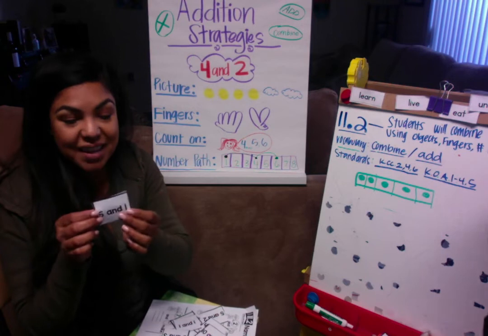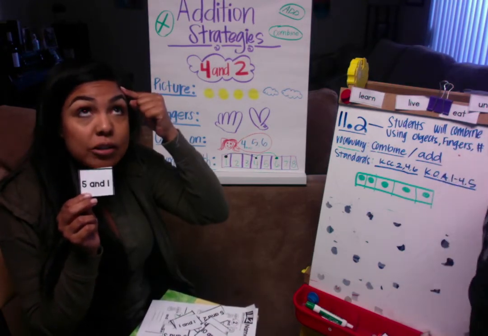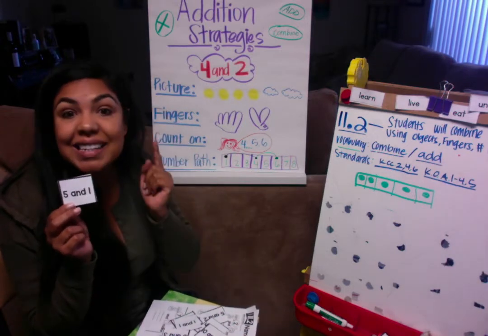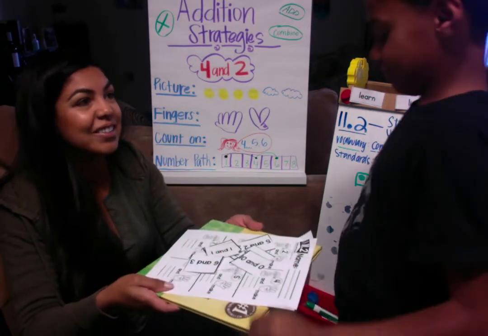All right, Miss D picked 5 and 1. So if I have 5, I'm going to count on 1 more. So I'm going to have 6. Yay. The next one, Blake, go ahead. Your turn.